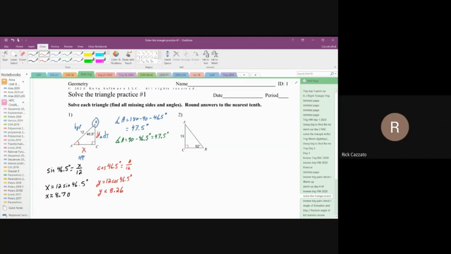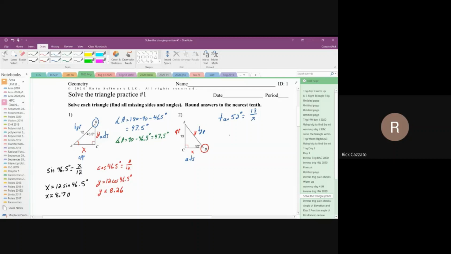So for problem number 2, I'm going to call CB X, I'll call AB Y, and like I did in the previous problem, I want to label the sides. So if B is my focus, 13 is the opposite, the X is the adjacent, and Y is the hypotenuse. So I'm going to find, let's say we find X first. So I could use tangent. The tangent of 52 degrees is equal to 13 over X.